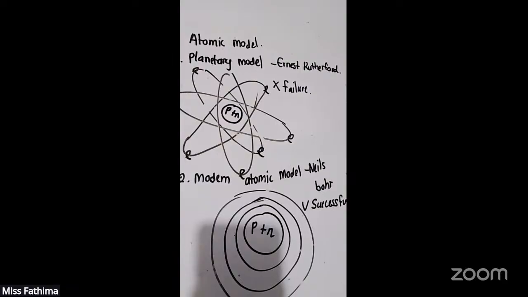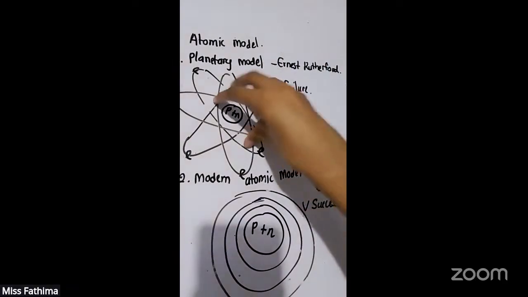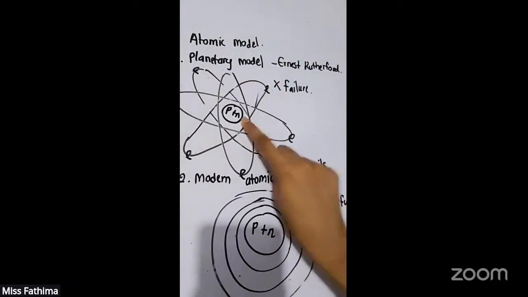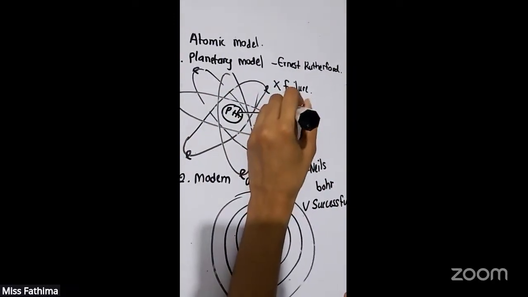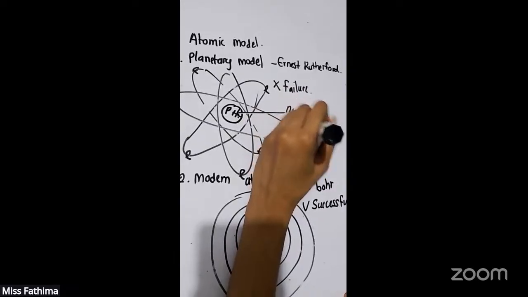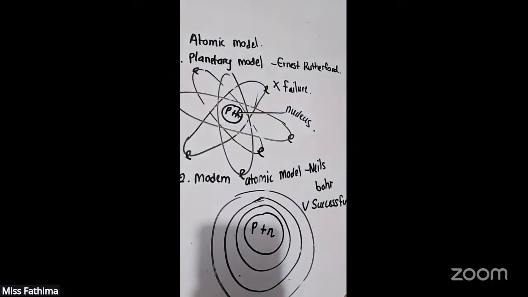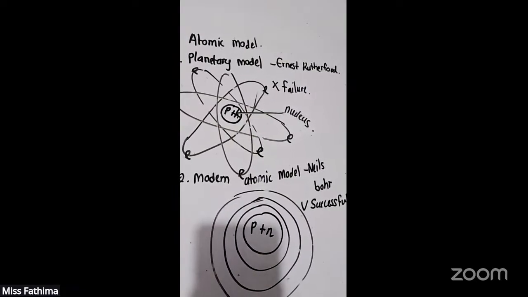How does this work? First, understand that there is a center nucleus accumulated by protons and neutrons, and then electrons revolve around it. It was a failure because electrons can clash when they knock into each other. Due to that reason, it is stated as a failure.